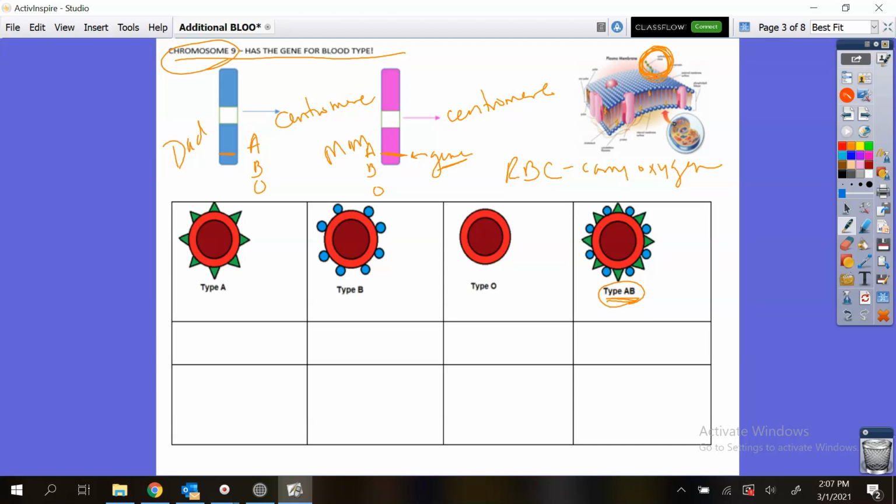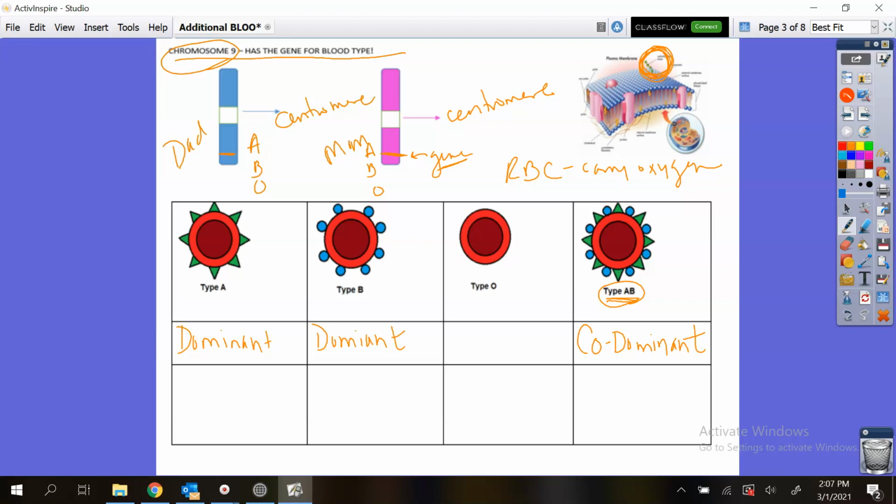And you can see that it has both types of cell surface markers. It has the triangles and the circles on the outside. Now, this would be considered co-dominant, okay, because both are equally expressed. And remember, that was our definition of co-dominant. Both alleles are expressed in the phenotype. Now, that would make type A dominant as well as type B. They would both be dominant patterns of inheritance.